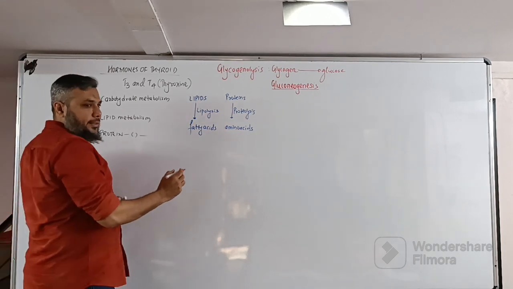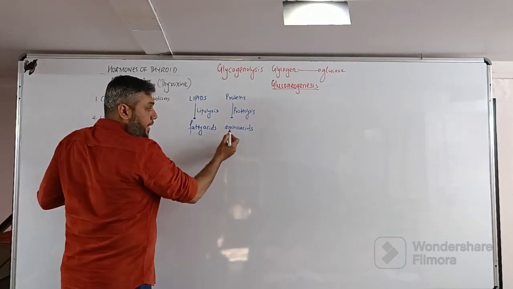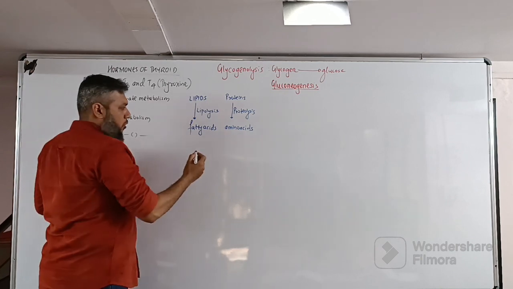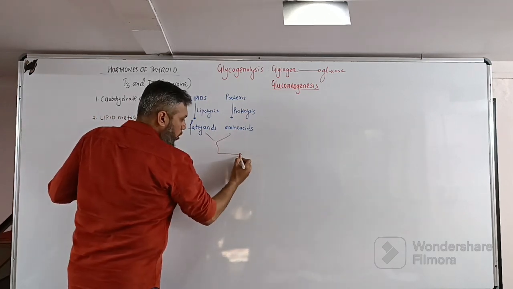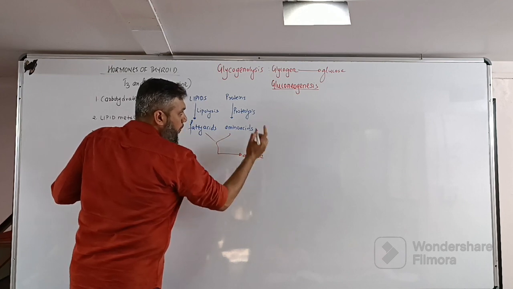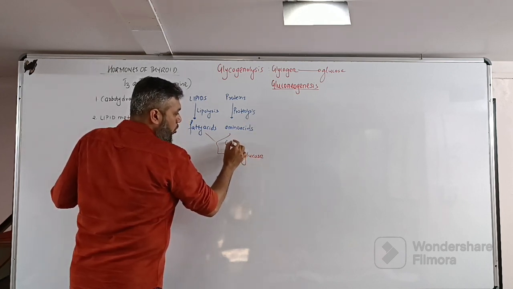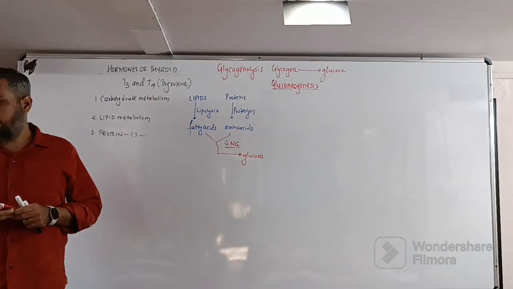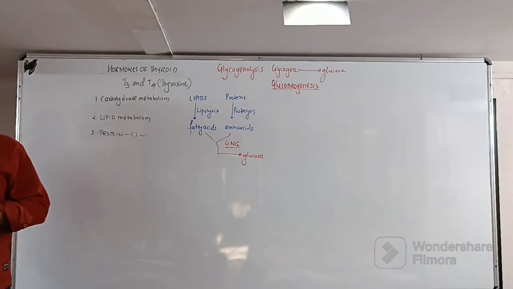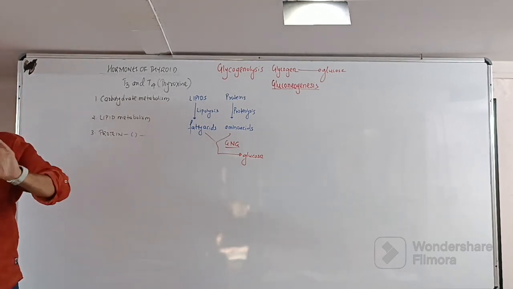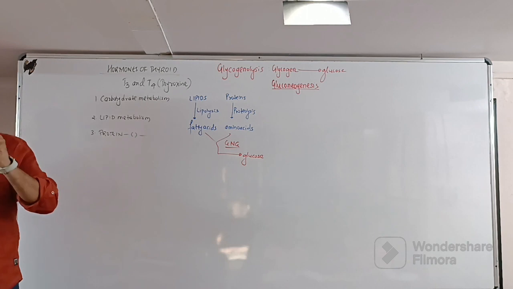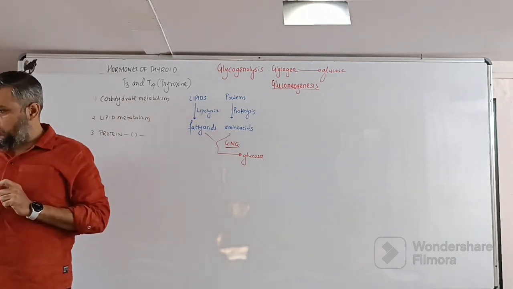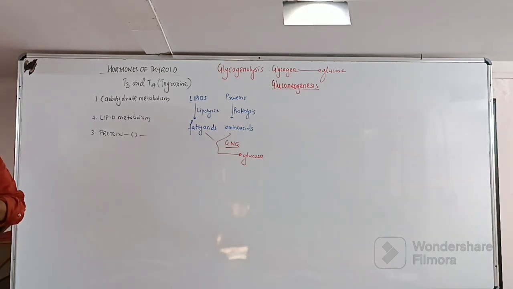Non-carbohydrate sources. So who are these? Fatty acids and amino acids. Are they carbohydrates or non-carbohydrates? Non-carbohydrates. They can be changed into what? Glucose. And that process is called gluconeogenesis. Clear, everybody? Understood what gluconeogenesis is? It is the making of new glucose from non-carbohydrate sources. Is that right, everyone?